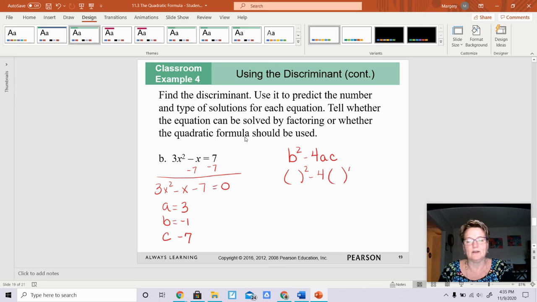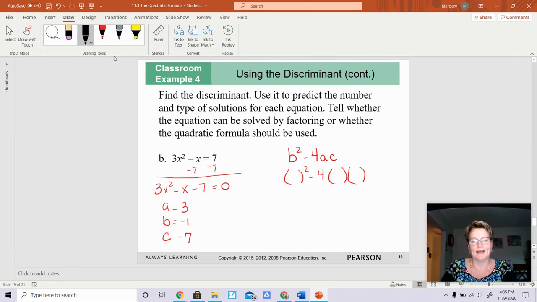So I'm going to make little parentheses. It's really helpful if you guys do that. And my B is -1. My A is 3. And my C is -7. -1 squared is 1. -4 times 3 is -12. -12 times -7 is a positive 84. And if you're wondering, just to make sure, that's 14. Yep, it's 84. When I add the two together, I get 85.